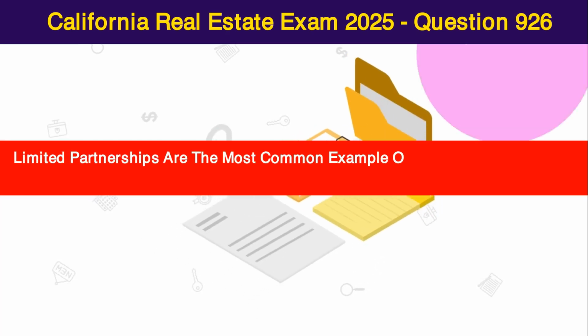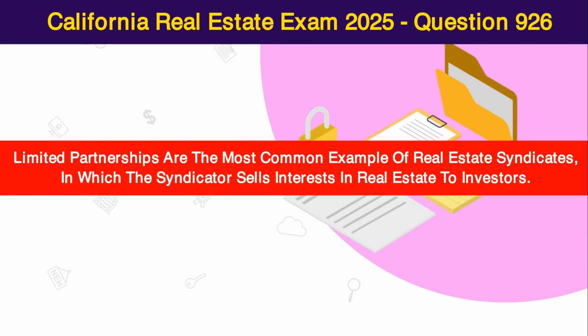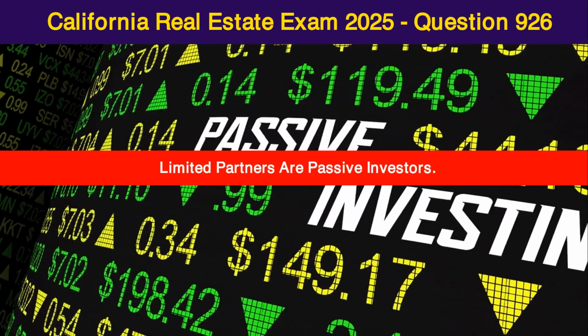Limited partnerships are the most common example of real estate syndicates, in which the syndicator sells interests in real estate to investors. Limited partners are passive investors.